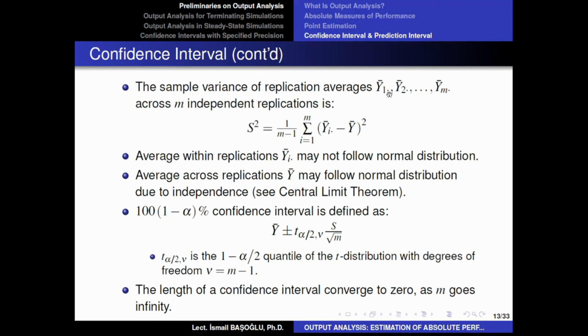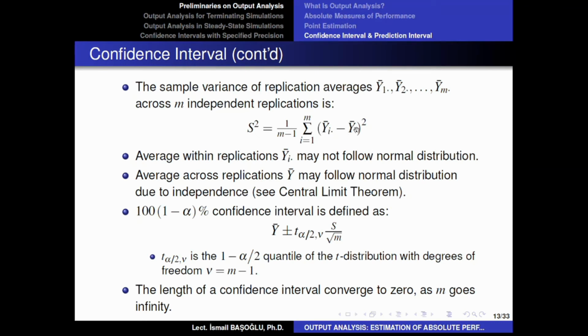So you know y1 dot is the average time spent in the system in the first replication. That is the average time spent in the second replication. And this ym dot is the average time spent in the last replication. These are independent from each other, and the sample variance across these independent replications is obtained like this. This is the variance formula.